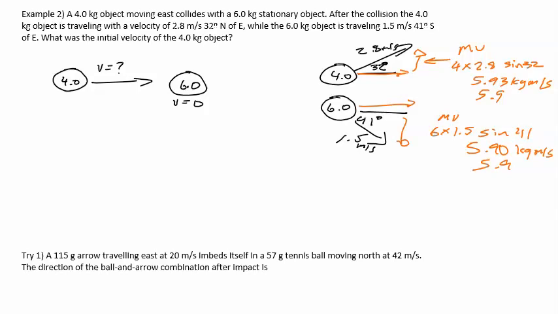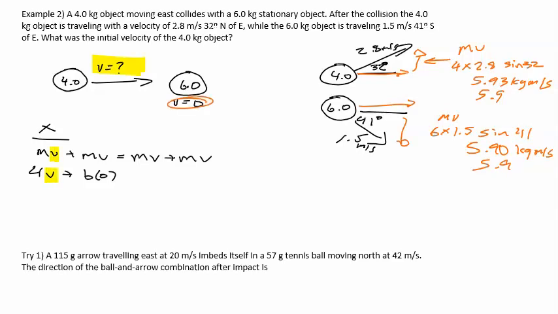Okay. Taking a look at what's happening in the east, or the X direction, you've got mv plus mv is equal to mv plus mv. Okay, 4 times the velocity plus 6 times 0. Here, because this is what we're looking for, this original velocity, right here. This had a velocity of 0, so 0 here. This deals with the X component of both the 4 and the 6 afterwards.